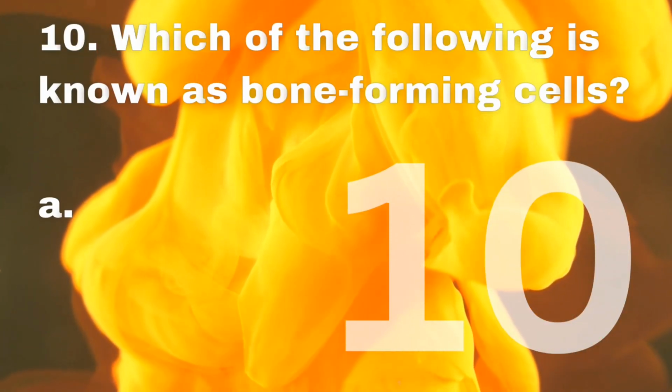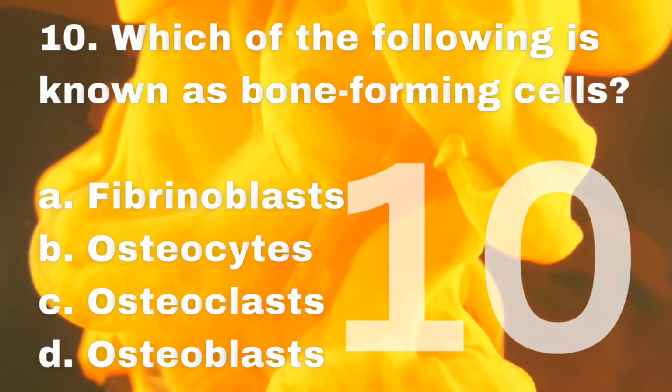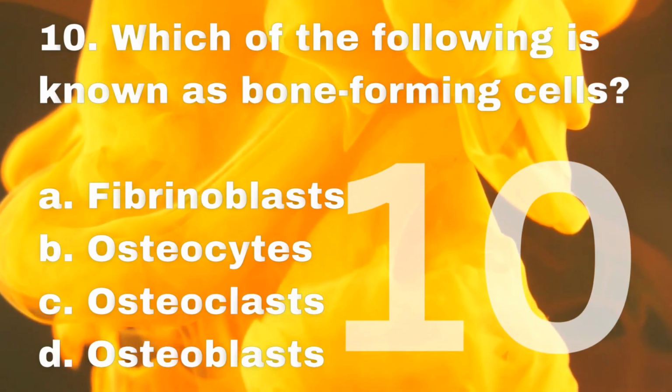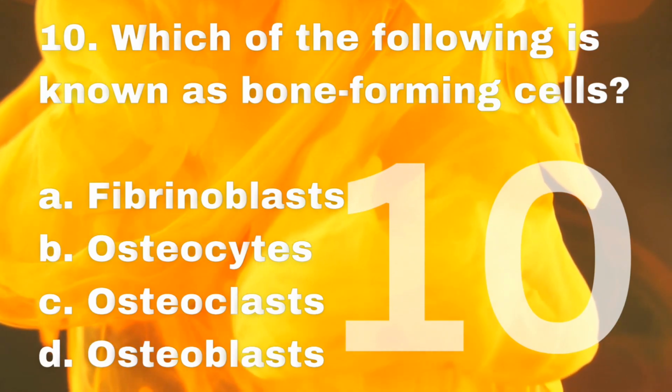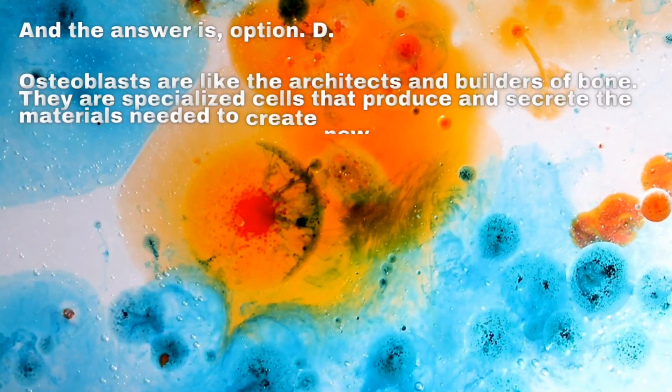Which of the following is known as bone-forming cells? A. Fibroblasts. B. Osteocytes. C. Osteoclasts. D. Osteoblasts. And the answer is option D.